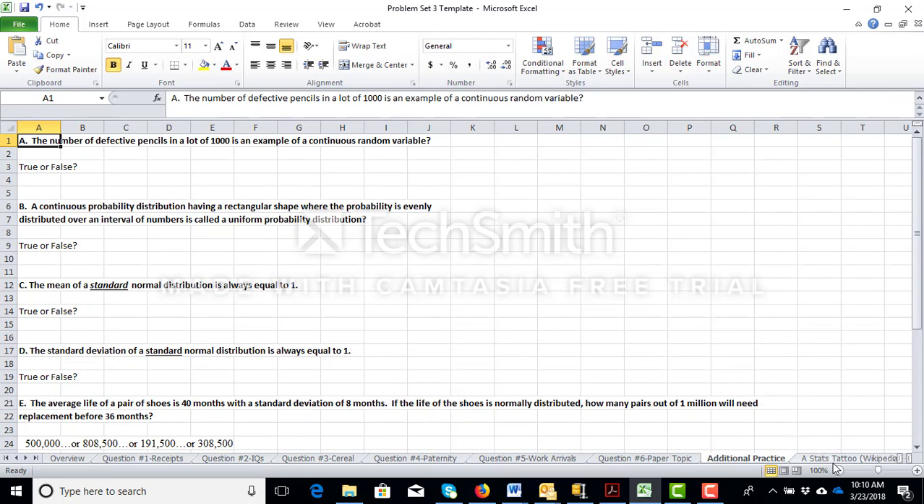This last tab I don't want to talk about now, and I don't want you to look at it yet. It's something I just pulled off of Wikipedia. It's what I thought is a stats tattoo. If you were going to get a stats tattoo, that might be one. But let's save that for the end. Don't look at it now. It'll be maybe more confusing than it needs to be right now.